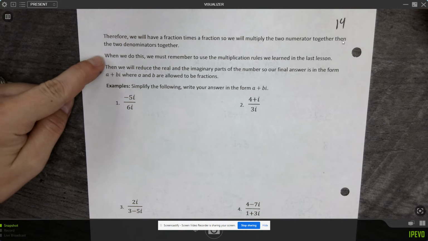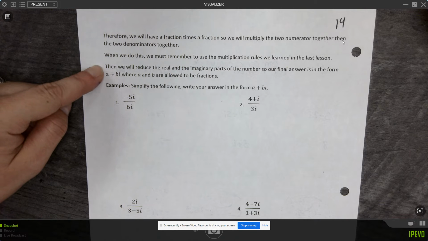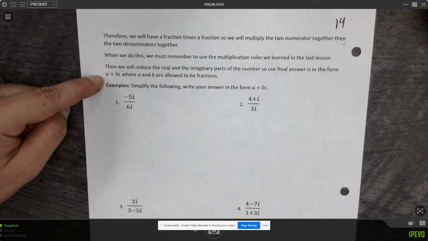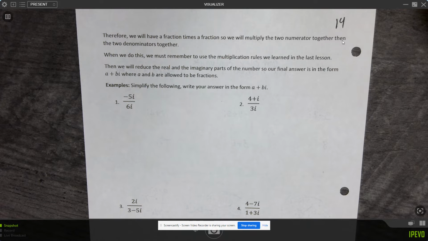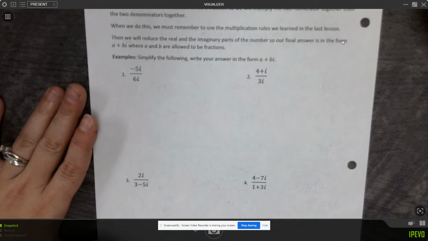And as we do this, we're going to use our multiplication rules from the last lesson. And you're going to remember to reduce your real and imaginary parts so that your final answer is in the form a plus bi. And a and b, or either of them, are allowed to be fractions. But you shouldn't leave it as one big fraction. You're going to separate and simplify your fractions if possible. So let's go through these so this can make a little more sense.